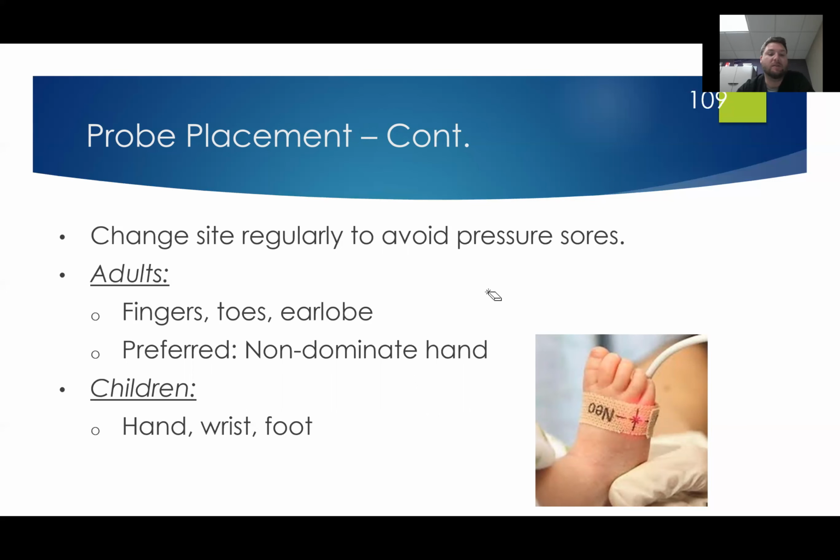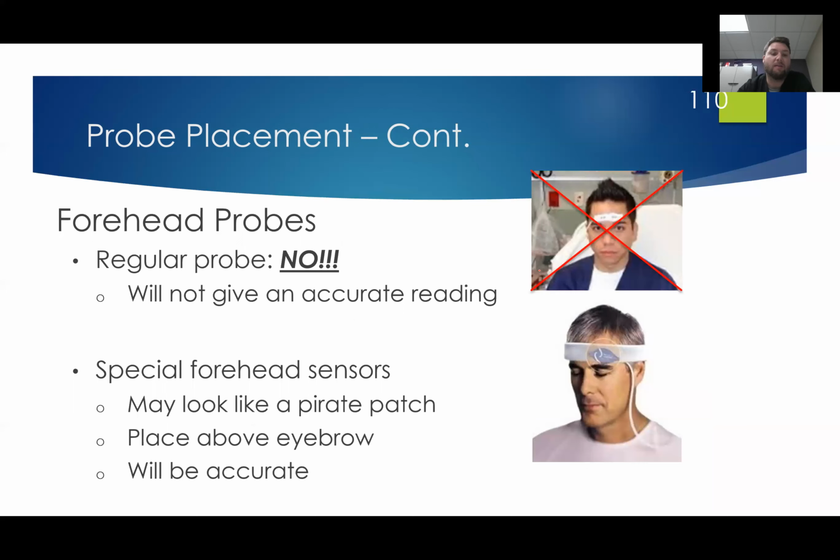On children, you can use the hand, the wrist, or the foot. Like you can see on this little neonate here, it's wrapped around their actual foot. There are forehead probes, but you cannot use a normal finger probe on somebody's forehead like this guy has here. There's a special one that looks like this that comes with the band that goes on the forehead. So if you're going to use a forehead probe, make sure you only use it on the forehead, and that it's the right probe.